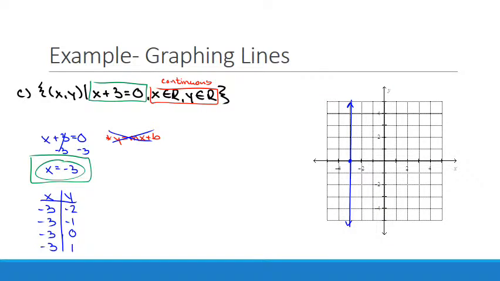Because if I wanted to highlight the points from my table of values, and I'll do that maybe in green, negative 3 and negative 2 would be right here. Negative 3 and negative 1 would be right here. Negative 3 and 0 would be right here. Negative 3 and 1 would be right here. So all the points would line up on that vertical line. So anytime it's x equals, that is always a vertical line.